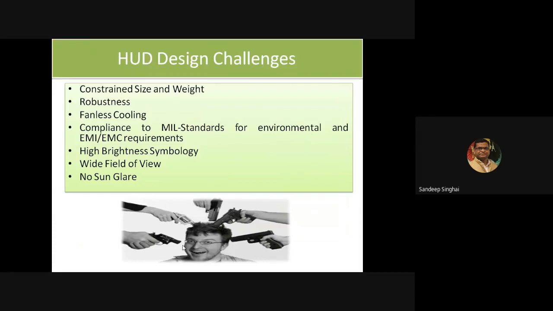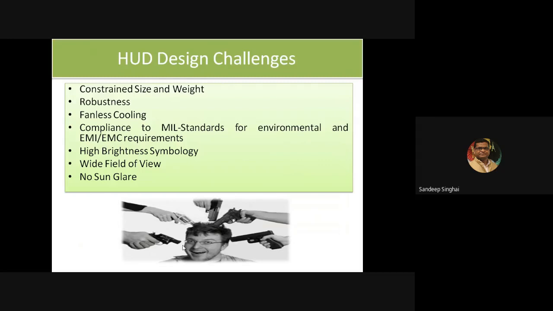Now, what are the design challenges? As I already told you, as far as size is concerned, we are given fixed parameters as per the aircraft frame. The aircraft frame is not going to change for us. And since this head-up display is just in front of the pilot, we need to take care of the ejection clearance line and the nose clearance line in case a pilot decides to eject. So size is a major constraint, weight is a bigger constraint. You need to have a lightweight design which satisfies the overall aircraft design.